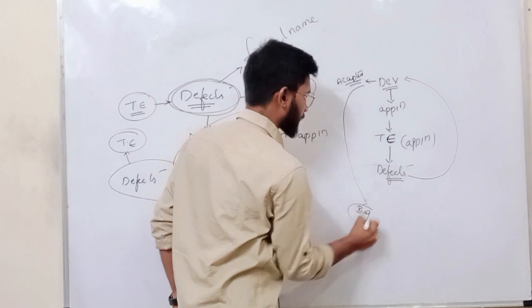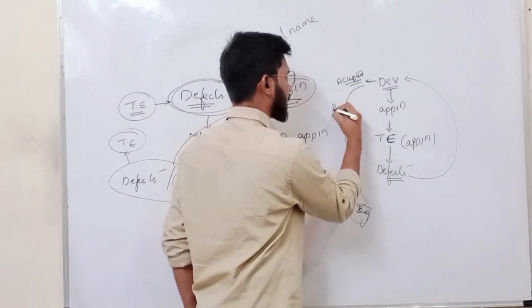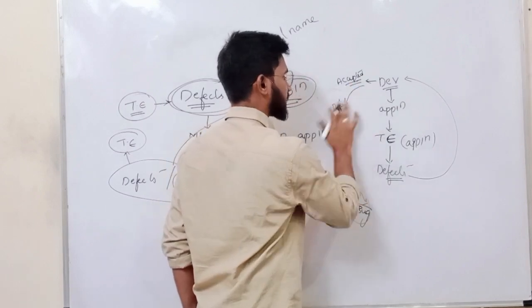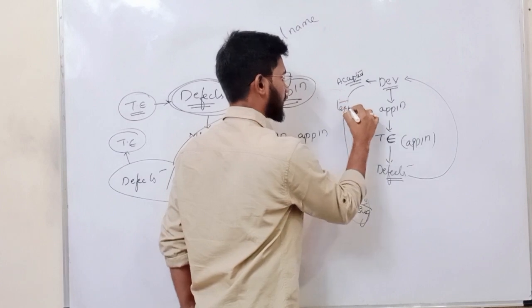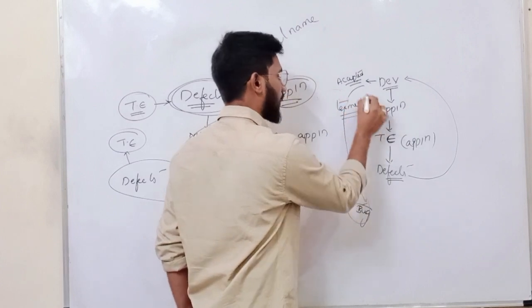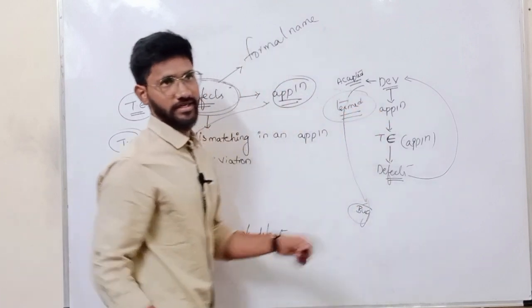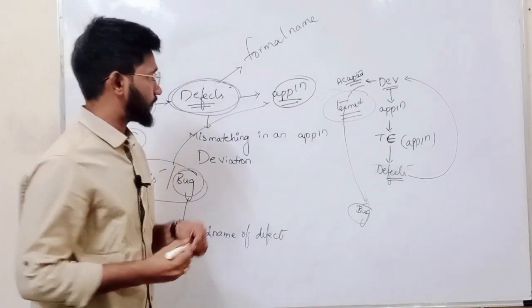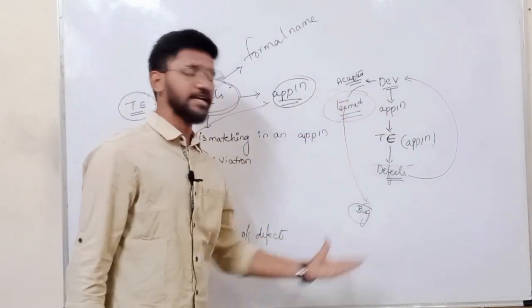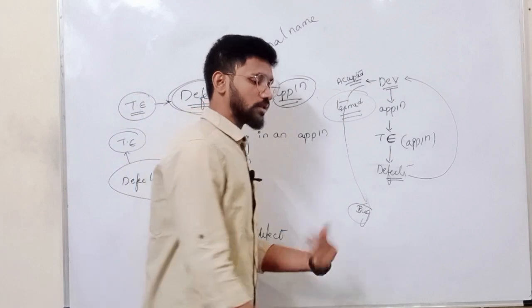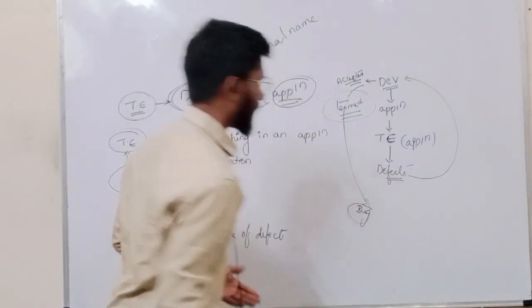Only after the developer accepts it is the defect termed as a bug. If the developer does not accept it, then we can't say it is a bug. Only if the developer accepts it do we call it a bug. Both are found in the application only.